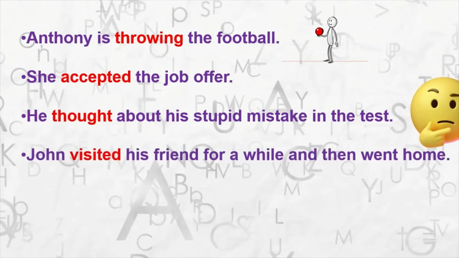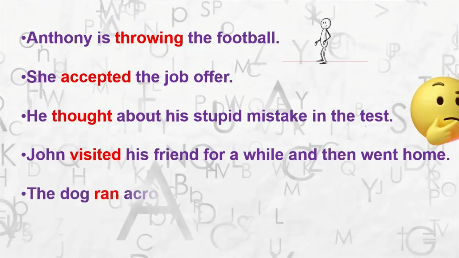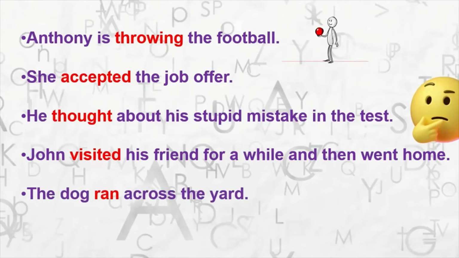John visited his friend for a while and then went home. So visit here is an action verb. Okay. Go is also an action verb. See, we have the word went. Now went is the past tense of go, which is also again an action verb.